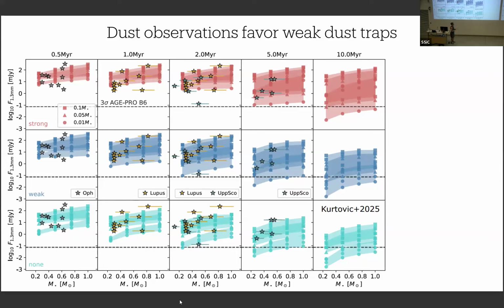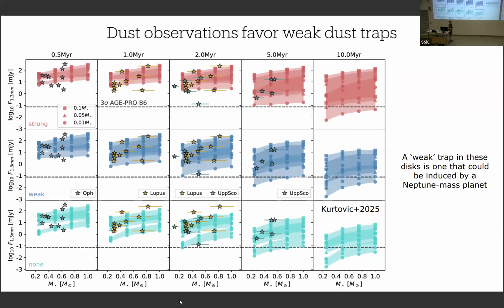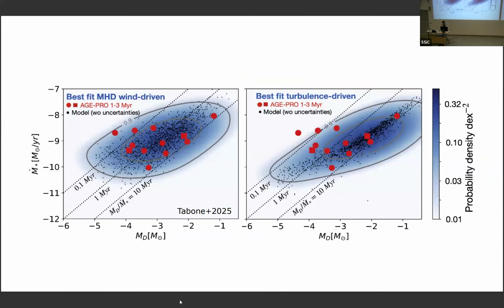And so you can immediately see that the middle panel is the one that best reproduces all the data, meaning that even if there are traps in these disks, these traps are kind of weak, and so there is some leaking of these millimeter grains, these pebbles, to the inner part of the disk. I also want to mention that a weak trap in this type of simulation is one that can be induced by a Neptune-mass planet in the outer part of the disk. So traps are leaky.